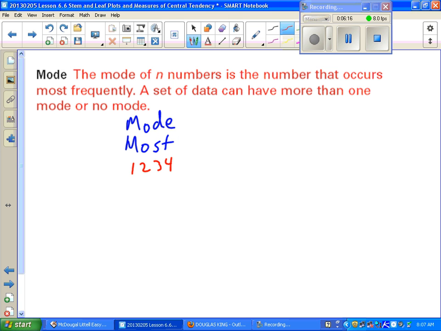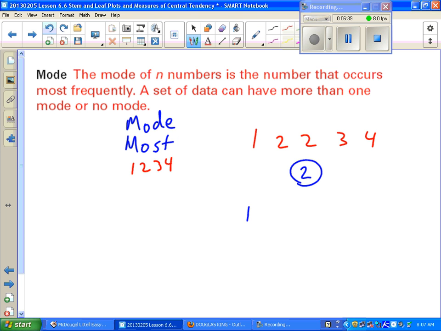Mode is the one that shows up the most, not the one with the highest value. So if you have 1, 2, 2, 3, 4, the mode is not 4 just because it's the highest value. That would not be considered the mode. The mode is the one that shows up the most. 2 shows up more than once. It's the only one that shows up more than once.